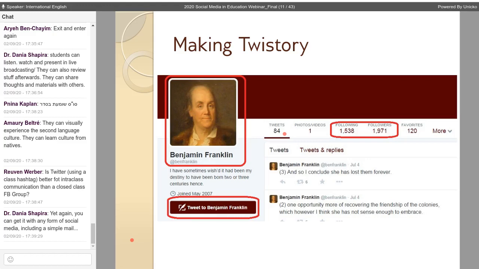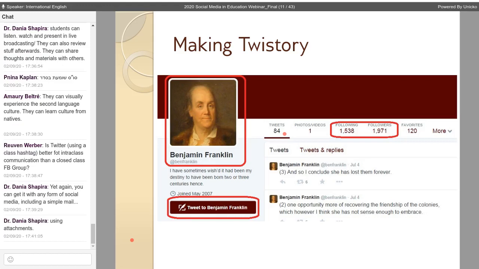So the first step is to identify a historical figure. The second step is to send them a list of questions. And then the third step is to share the answers with their classmates. So this is how you use Twitter in order to promote creative learning.